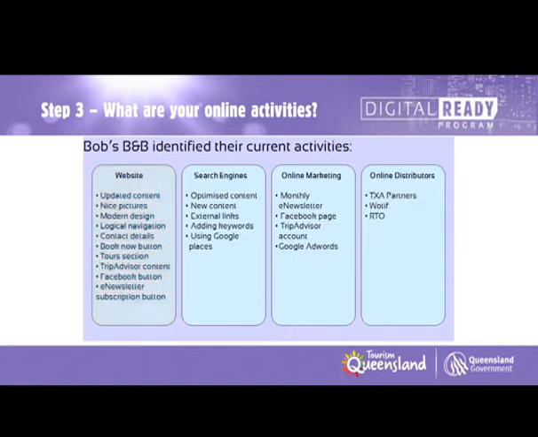The first thing is his website itself. And on his website, he's updating the content, of course, for SEO. He has nice pictures to convince the customer and to present the product. He has a modern design, a good navigation. He has TripAdvisor content, he has Facebook content, and he has a newsletter subscription. So that's what's happening on his website.